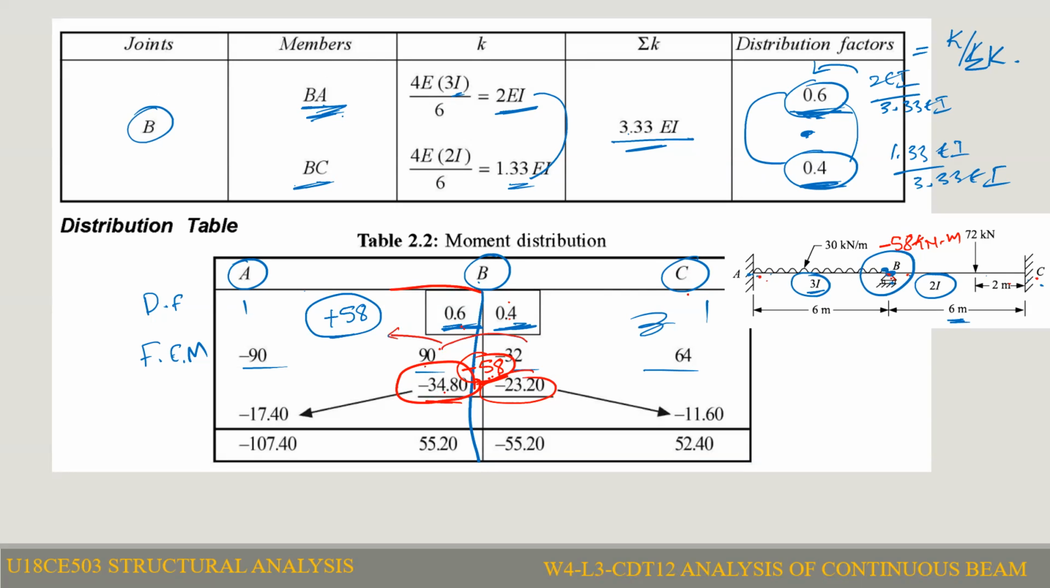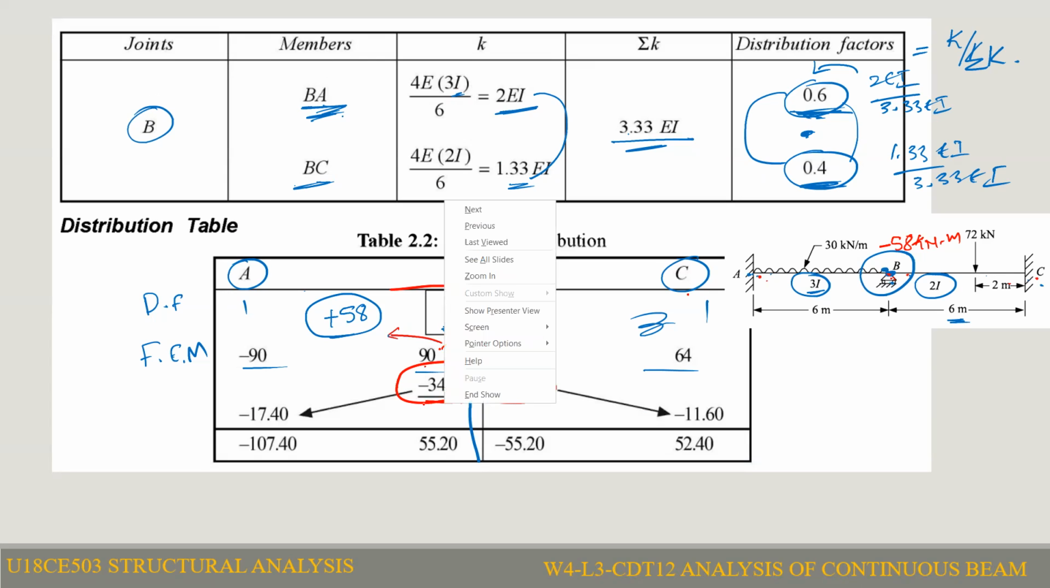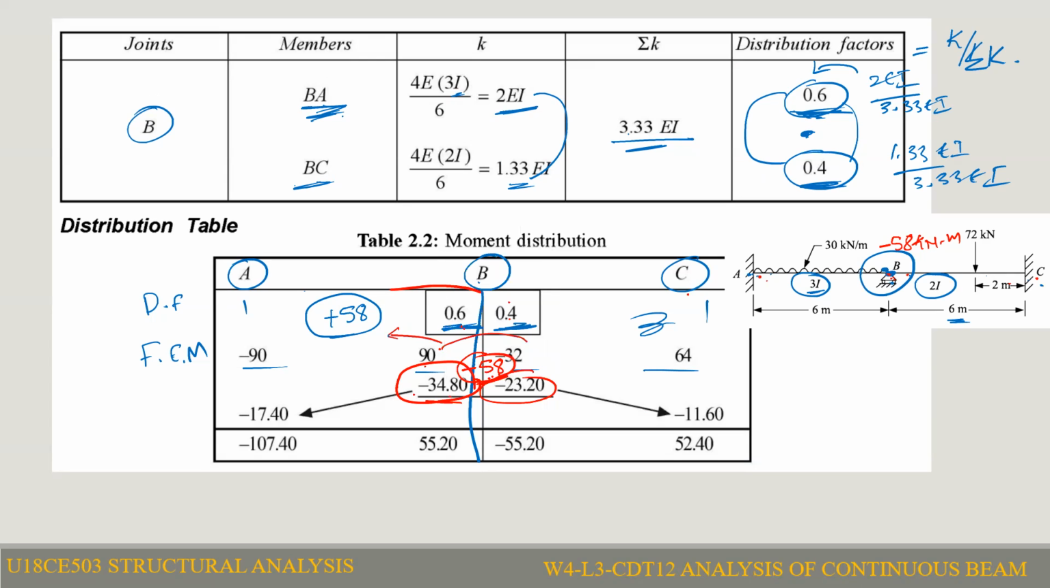So we are additionally applying this moment to the BA member and the BC member. According to the carryover theorem, if you apply any moment while allowing rotation, half of the moment will develop at the far end also. So minus 34.8 times half is minus 17.4, and minus 23.2 divided by 2 will be transferred to the far end. Now add all these moments, and you are going to get the final values.